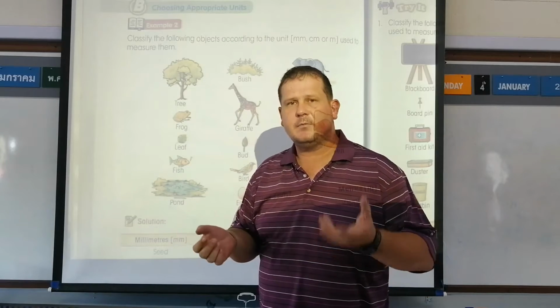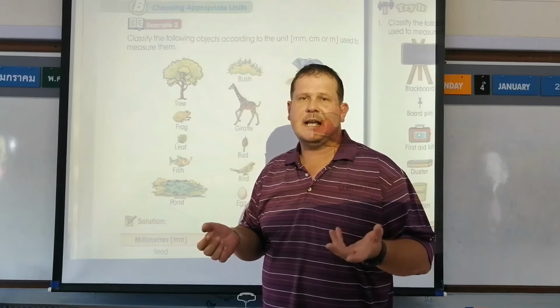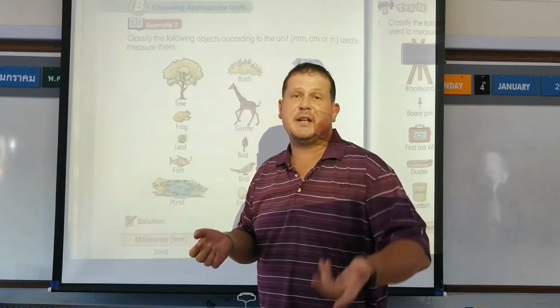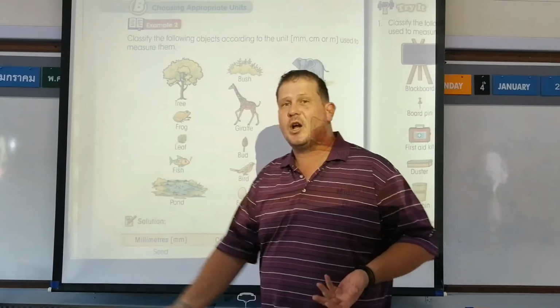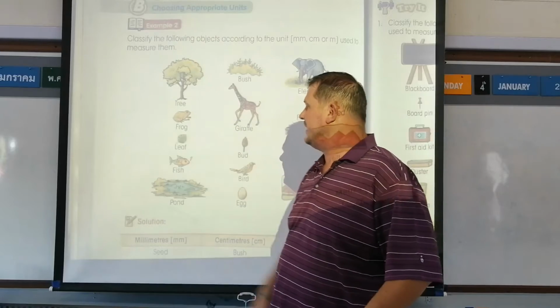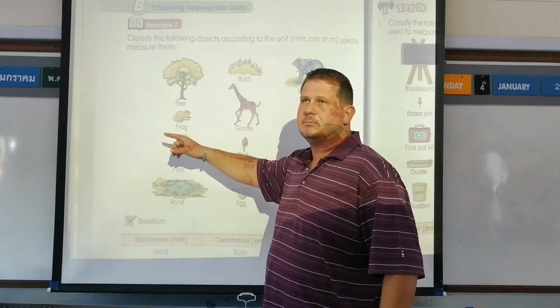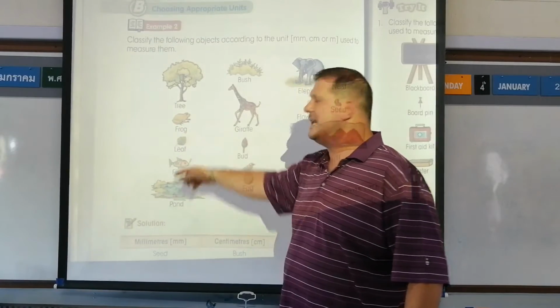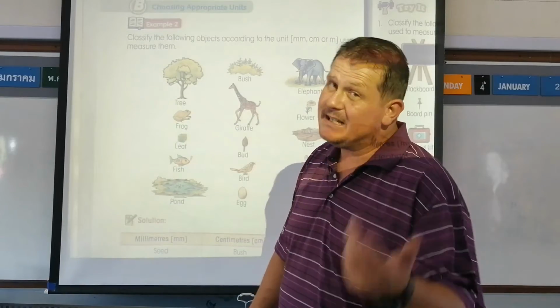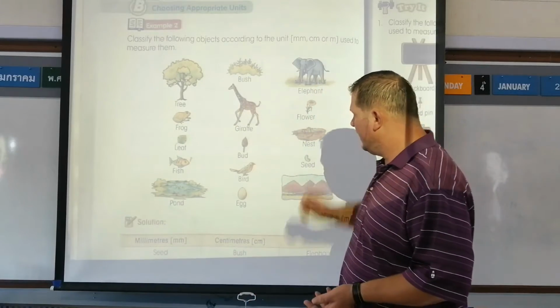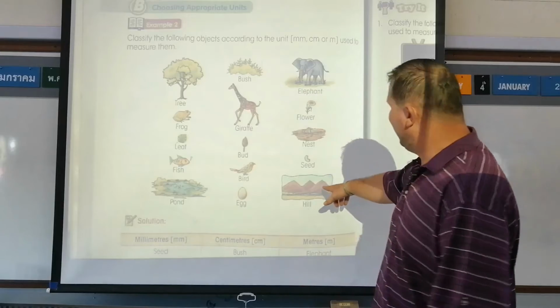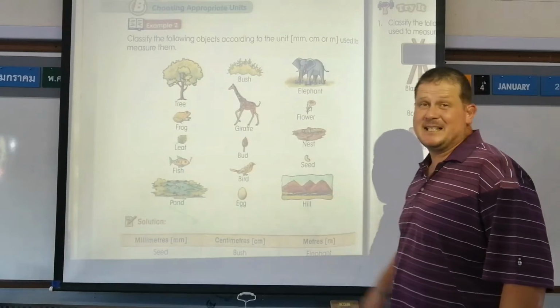But sometimes it will be easier to just say it is 30 millimeters or 33 millimeters, depending on how long it is. So you can use millimeters or centimeters. Even with a leaf, you can use millimeters or centimeters. A hill depends on how big it is.